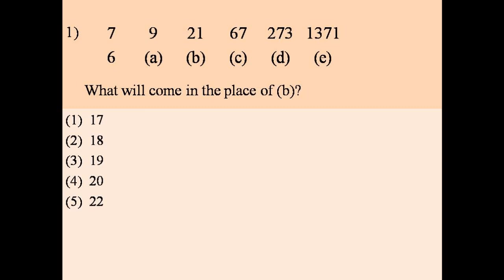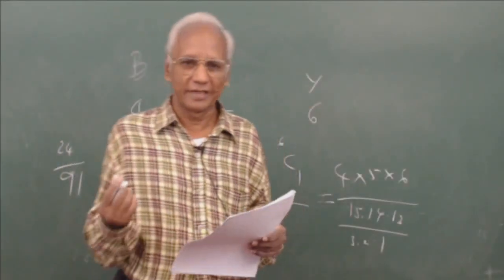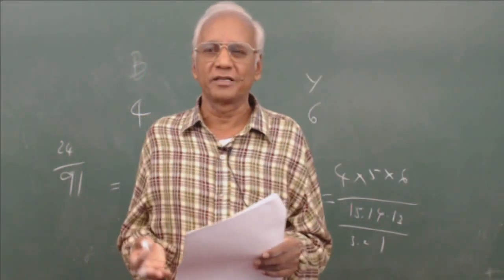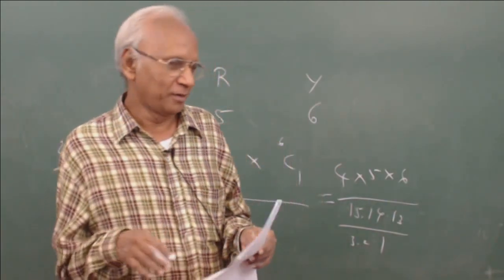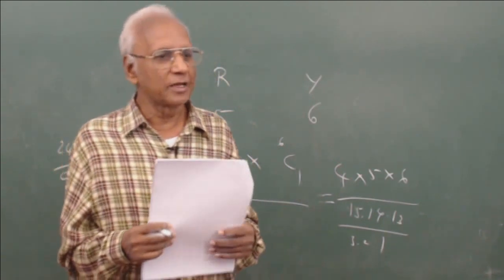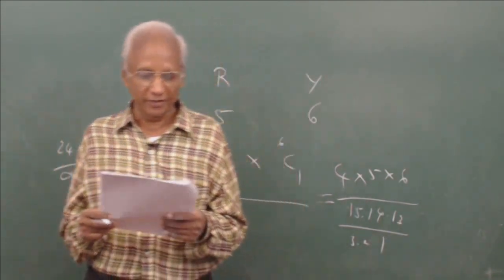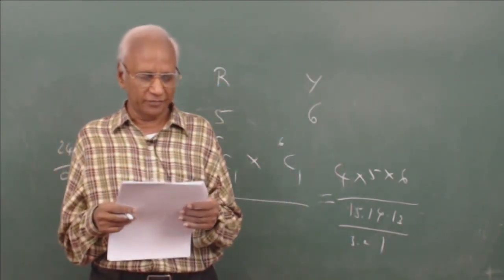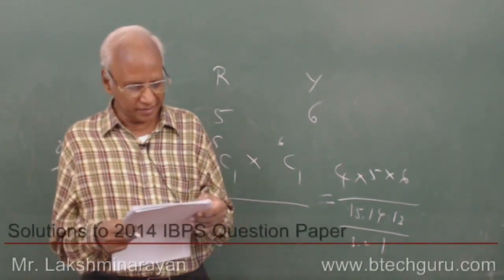First of all, we should know what is the logic behind 7, 9, 21, 67, 273, 1371. What is the rule behind which these numbers are coming? You will have to work it out. Sometimes it will be very easy, sometimes it is not that easy. You will have to try all possible combinations, multiplication, division, addition, all types of mathematical jugglery. This will come only with practice. There is no shortcut for such things.